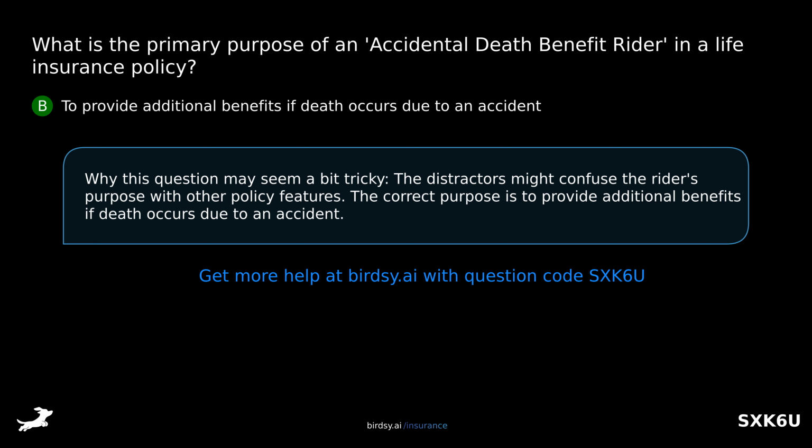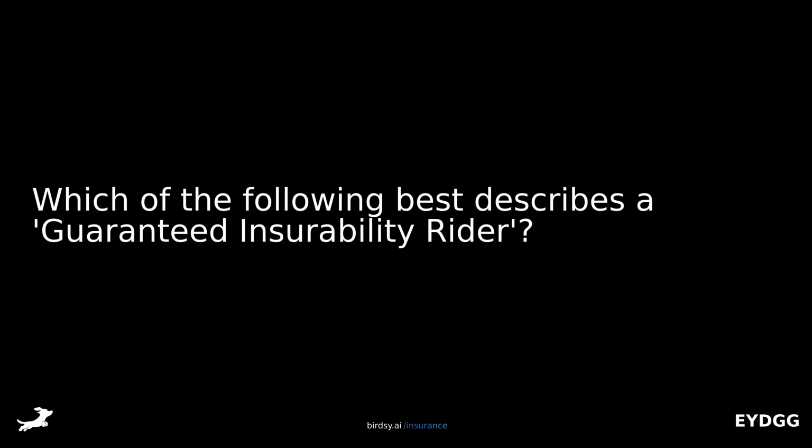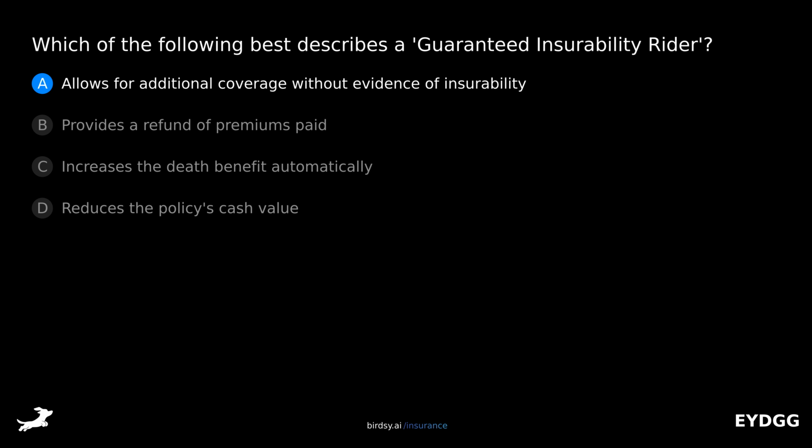Which of the following best describes a guaranteed insurability rider? Is it A. Allows for additional coverage without evidence of insurability? B. Provides a refund of premiums paid? C. Increases the death benefit automatically? Or D. Reduces the policy's cash value? The answer is A. Allows for additional coverage without evidence of insurability.